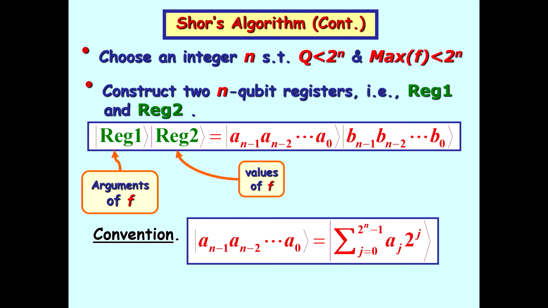As a convention, the bits in the states ket n-1, tensor ket n-2, and so on, represent the binary expansion of an integer. That's our way of representing integers. As an example, we represent the integer 23 as the tensor product of ket 1 with ket 0, tensored with ket 1, and so forth.